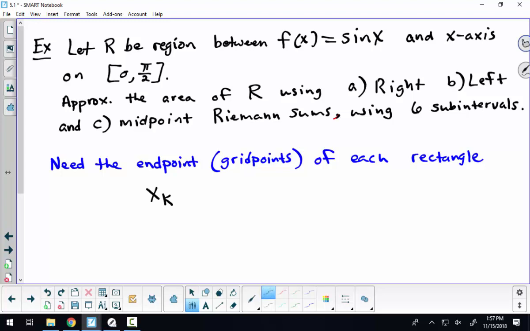All of our grid points are x sub k, which is defined as a plus k times delta x. k ranges from 0 to where? Where would k stop in this example? Well, the last rectangle would stop at pi over 2, but as far as indexing it, from 0 to 6. Yeah. So remember, k ranges from 0 to n, and we said we're going to use 6 subintervals, so that tells us n is equal to 6.